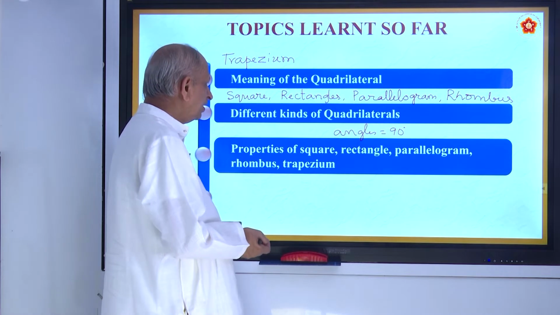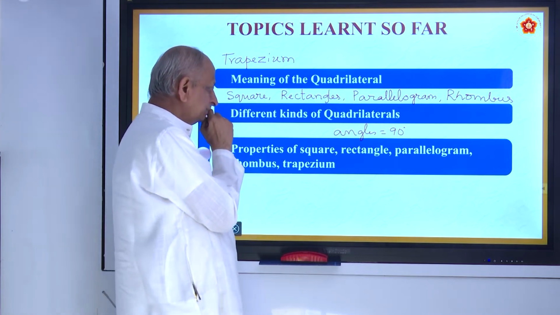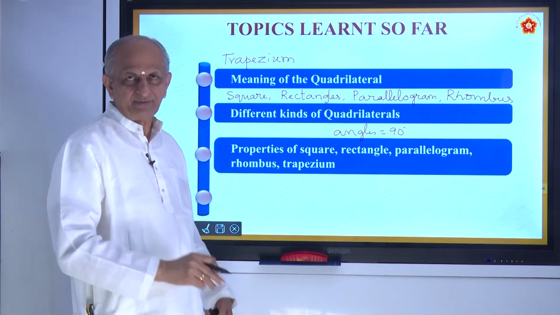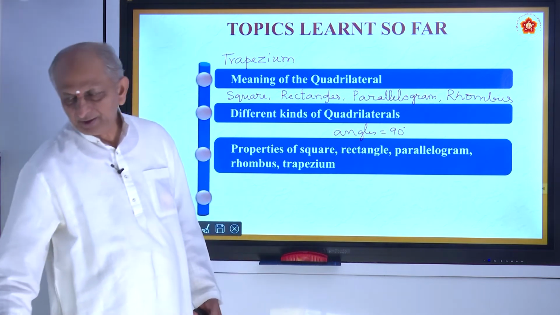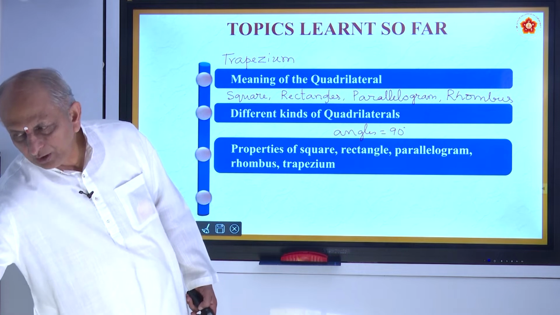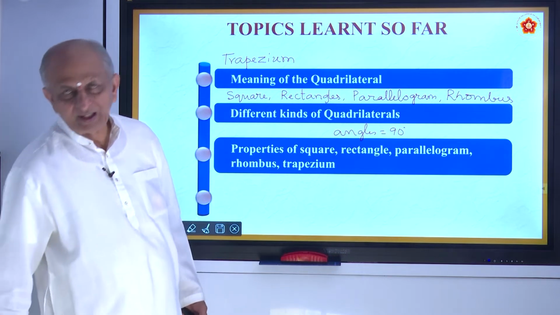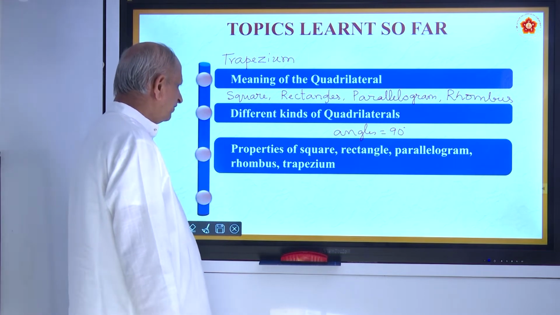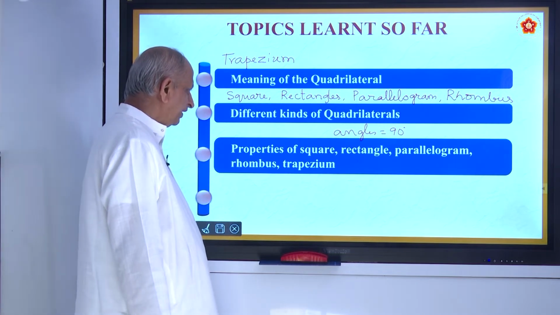So all parallelograms are trapeziums, but all trapeziums are not parallelograms, because in a trapezium only one pair of sides is parallel, whereas in a parallelogram two pairs of sides are parallel to each other.